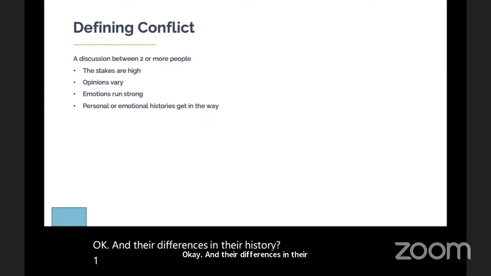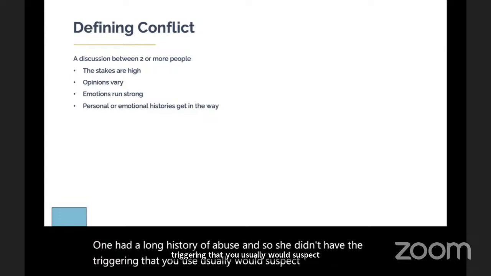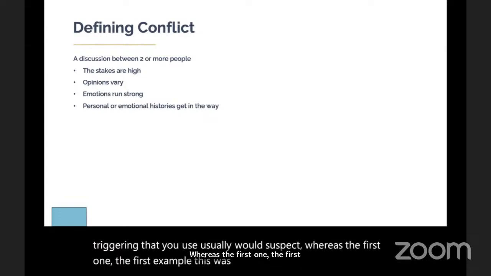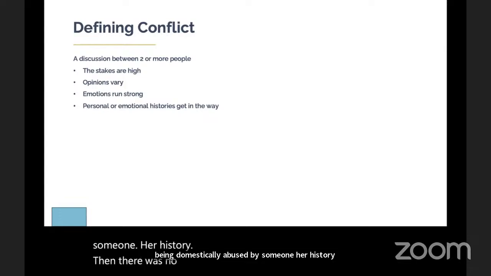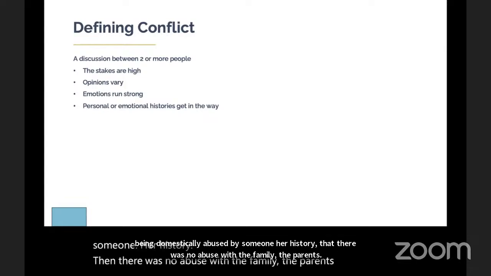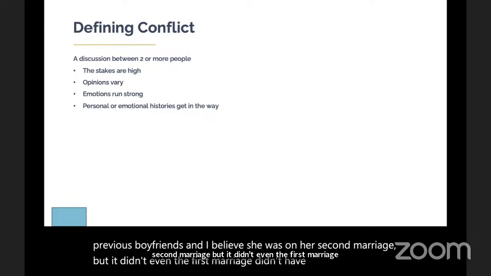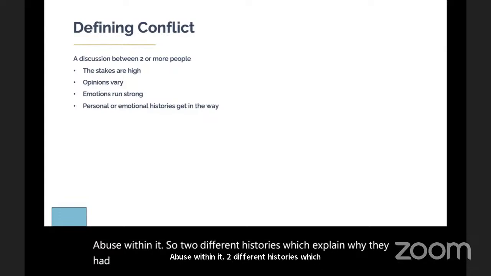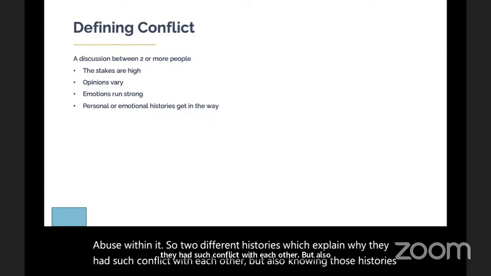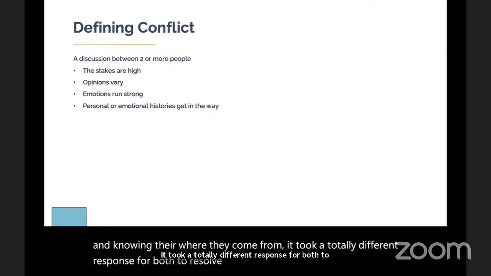One had a long history of abuse, and so she didn't have the triggering that you usually would suspect. Whereas the first one, this was really her first introduction to being domestically abused by someone. Her history had no abuse with the family, the parents, or even previous boyfriends, and I believe she was on her second marriage, but the first marriage didn't have any abuse within it. So, two different histories which explain why they had such conflict with each other. But also, knowing those histories and knowing where they come from, it took a totally different response for each to resolve their issues with each other. Okay.